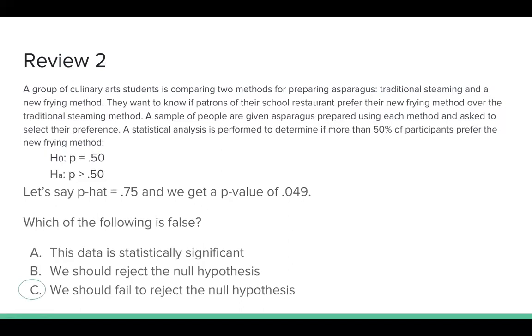And then B, we should reject the null hypothesis. That is true as well, because if your p-value is less than your alpha, that means you should reject the null hypothesis. The opposite of that is failing to reject the null hypothesis, which we do not do here because our p-value is less than alpha. But if our p-value is greater than alpha, then we would fail to reject the null hypothesis.